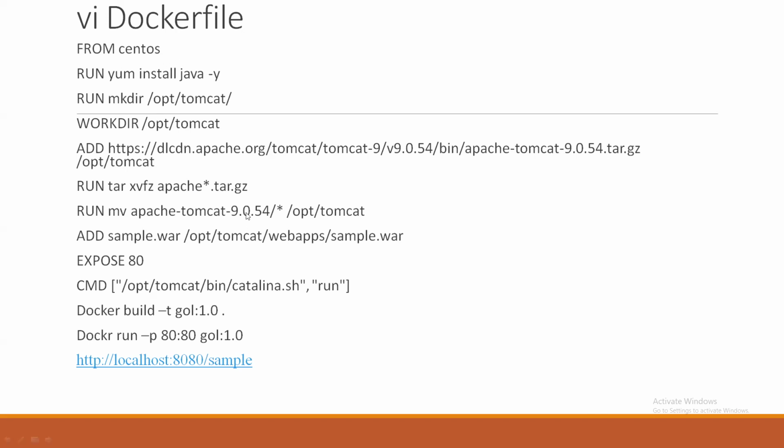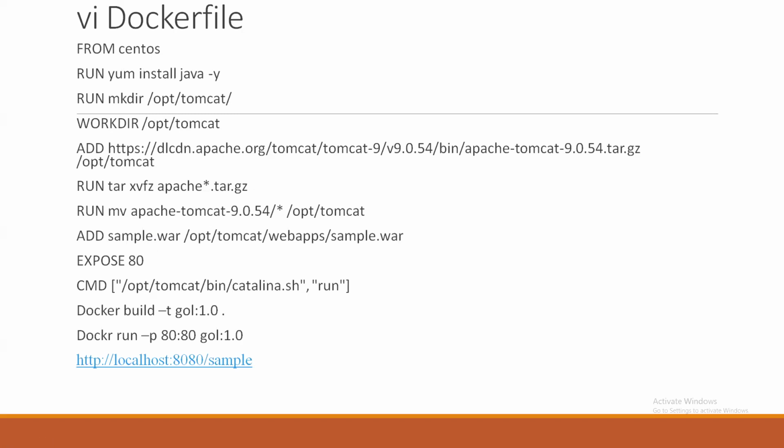So what you are doing in this Dockerfile, you are downloading CentOS 7, then you are installing Java. Then you create the Tomcat folder and go to the Tomcat folder. Then you download the Tomcat 9 software, extract it, and create it as Tomcat. Then this is the simple war file. You guys can download it from anywhere.